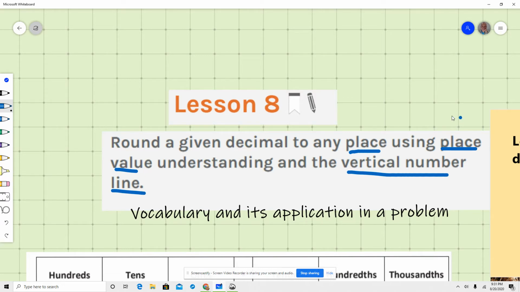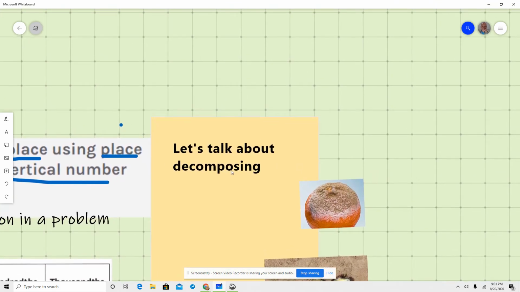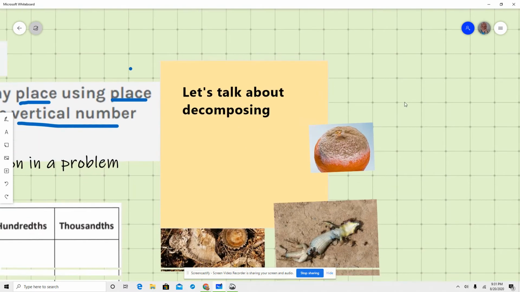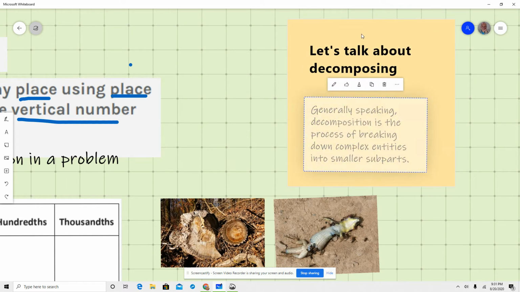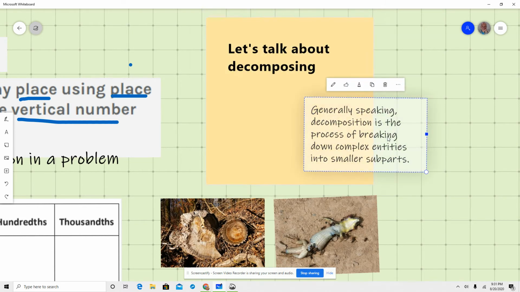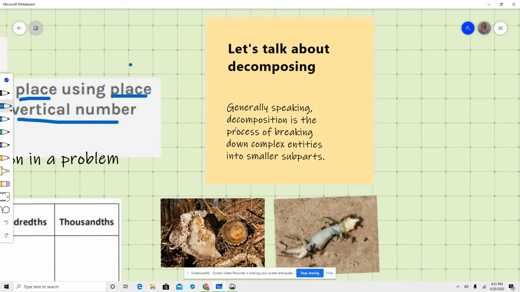But we're going to look at something first. Let's talk about decomposition. That's the word, decomposition. Generally speaking, decomposition is the process of breaking down complex entities or structures into smaller subparts.